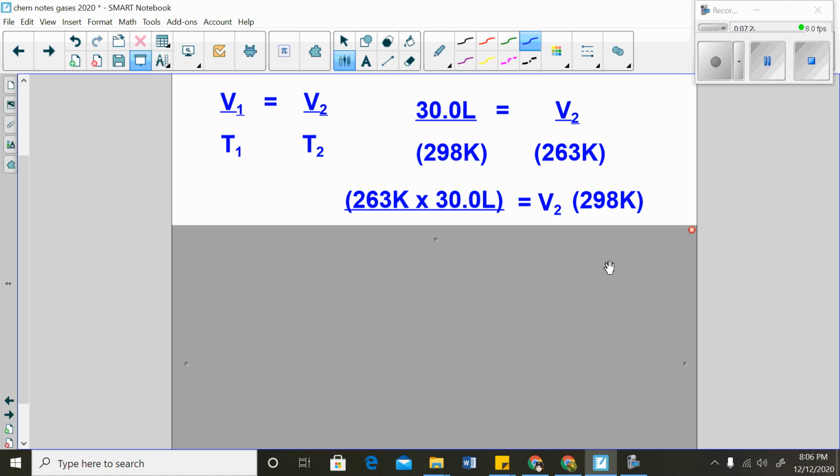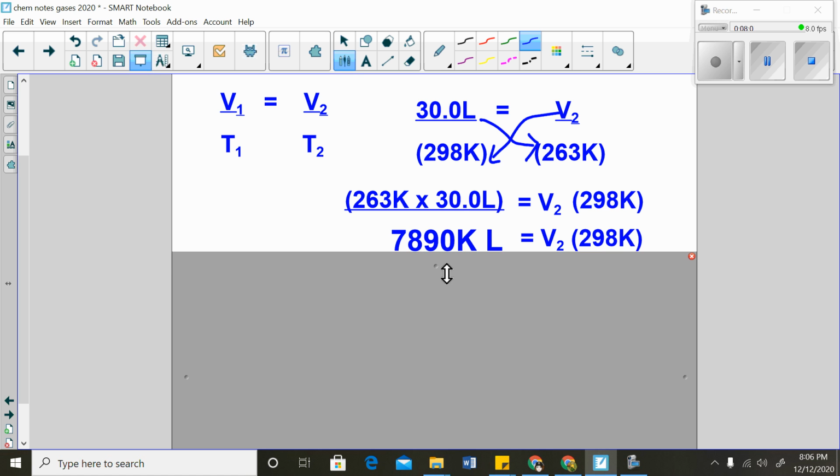All right, so to solve this, we use a method called cross multiplying. If you notice, I did not take 30 and divide it by 298. I took my 30.0 liters and multiplied it by 263 K. And then on the other side, I took my V2 and multiplied it by 298 K. See the cross, see the X? You cross multiply. Now when you do this, you have a setup that looks like Boyle's Law. So now you should be able to finish it.